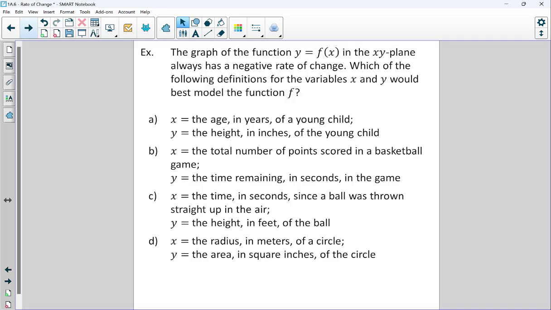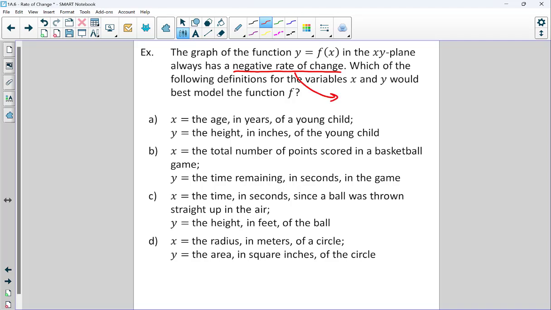Now, like I said, we need to approach problems four different ways: algebraically, numerically, graphically, and verbally. Here's an example of a verbal question. The graph of the function y equals f of x in the xy plane always has a negative rate of change. Which of the following definitions for the variables x and y would best model the function f? Pause here, go ahead and read through the answer choices so you can come up with an answer, and then play when you're ready. So the key is that I'm looking for a negative rate of change.